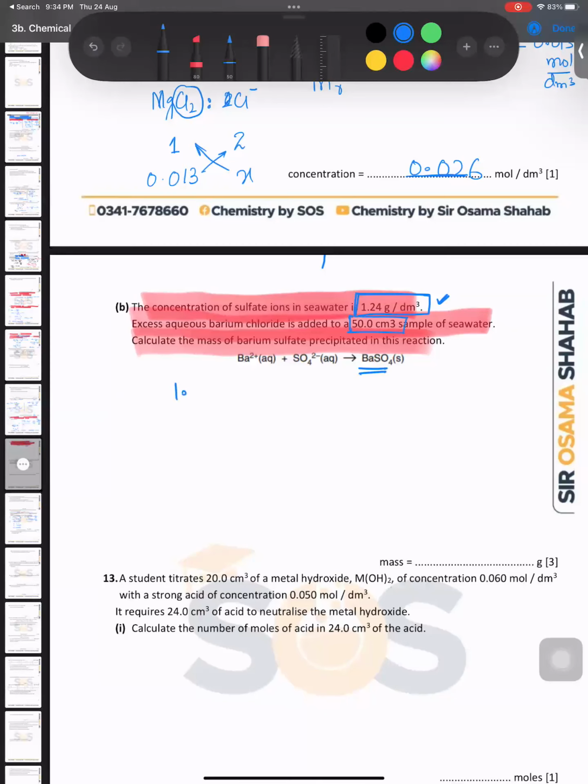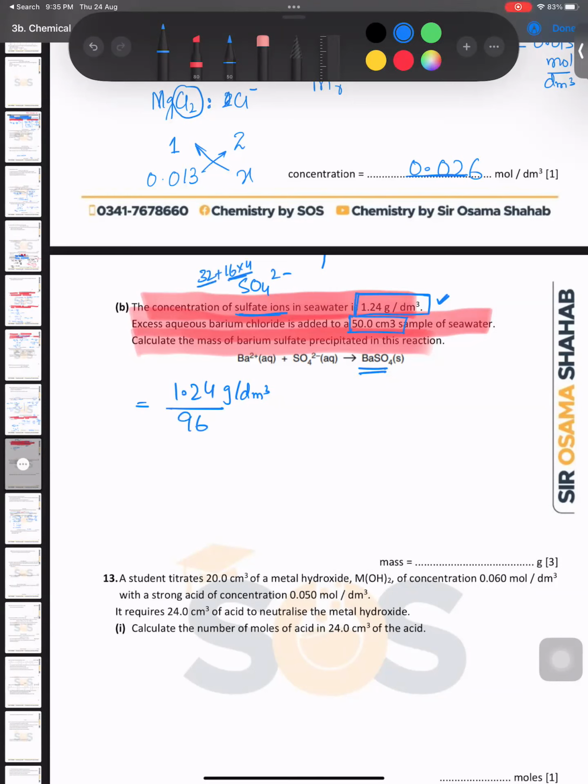Isn't that the concentration of sulfate ions though? Yes, this is the concentration of sulfate ions. So first of all, I need to divide it by the MR of sulfate. So I get the concentration of sulfate ion in mole per decimeter cube, right? Sulfate ion is actually SO4 2 minus. So what is the MR of this? 32 plus 16 into 4, 64. 64 plus 32 will be 96.